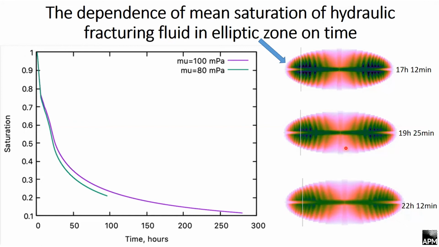Here we can see how the saturation of the displaced fluid in the elliptical region changes with time. It is noticeable that on each graph, three parts can be distinguished. The first part is linear, the second is curved up, and the third is curved down. The first linear part ends, then there is a breakthrough of oil to the production well.